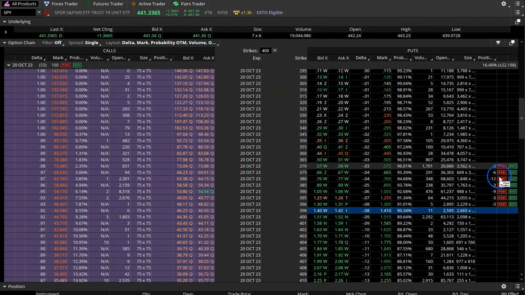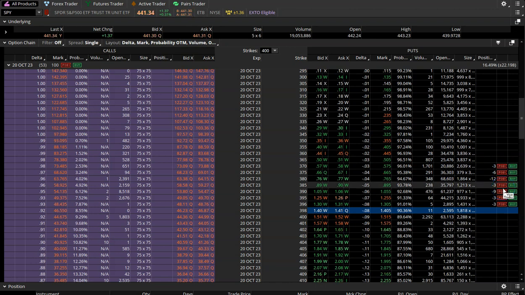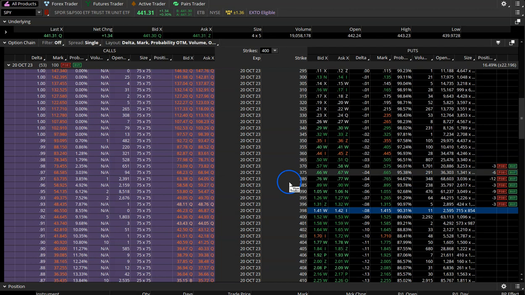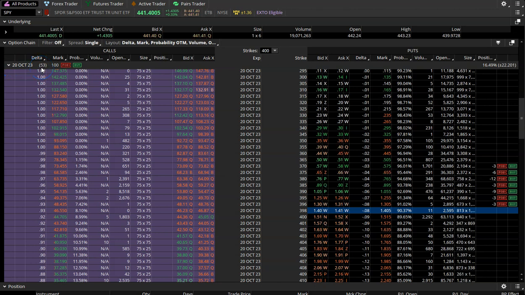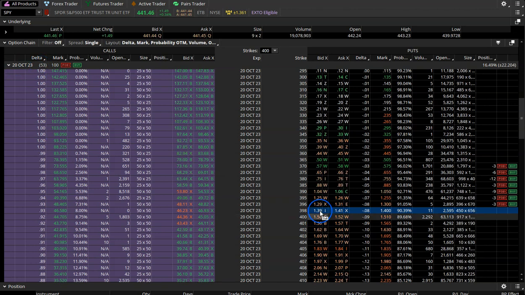So these are positions that I'm currently holding. They have been open for some time now, and I'm still adding to the October 20 expiration, which is 53 days away. So let's talk about the order.